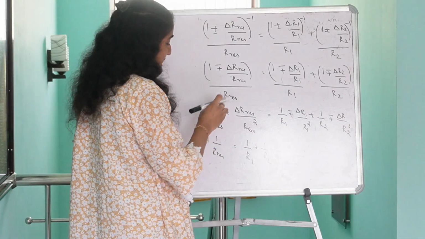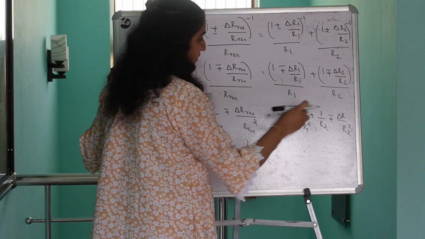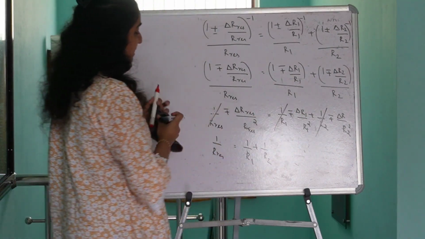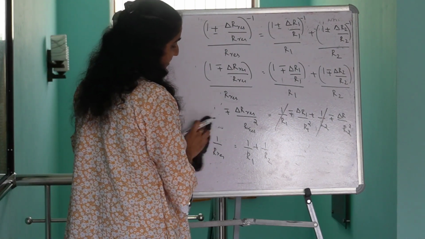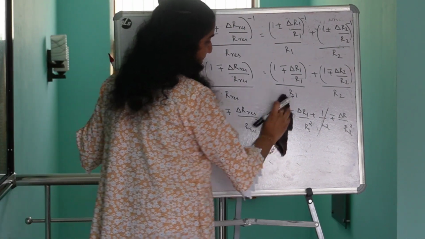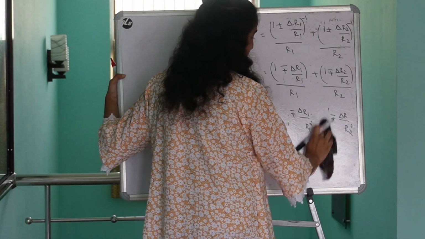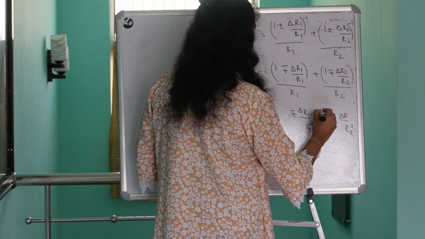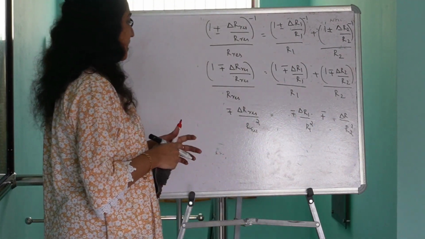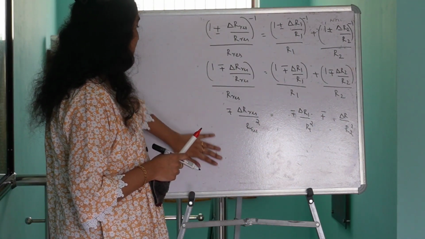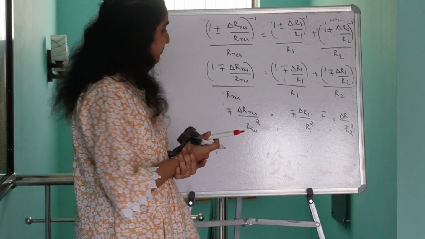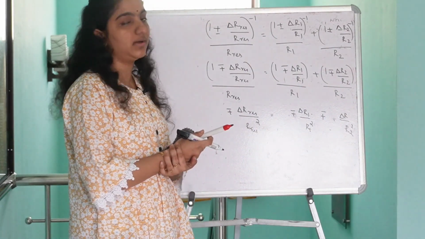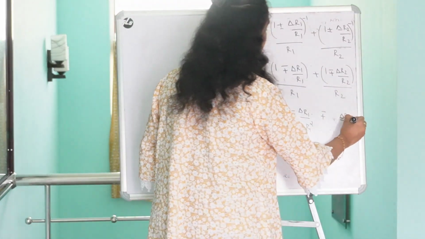So these values are one and the same. We can cancel these three terms. So now our equation becomes like this. That is, del R resultant divided by R resultant square is equal to del R1 divided by R1 square plus del R2 divided by R2 square.